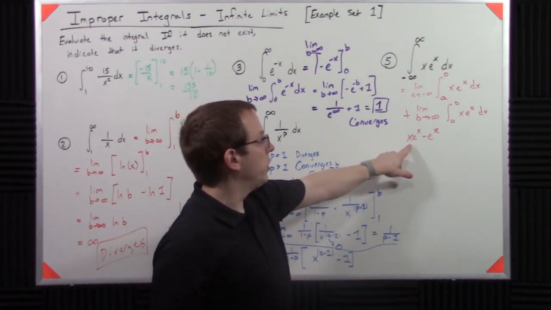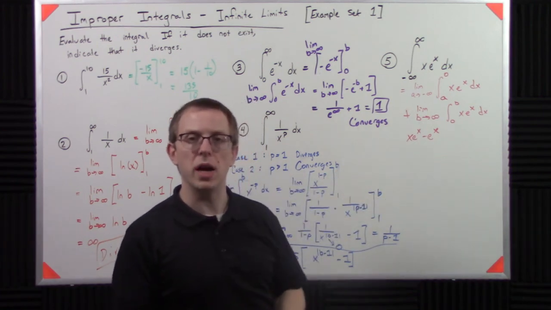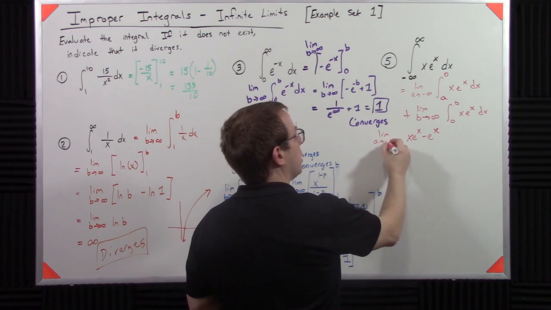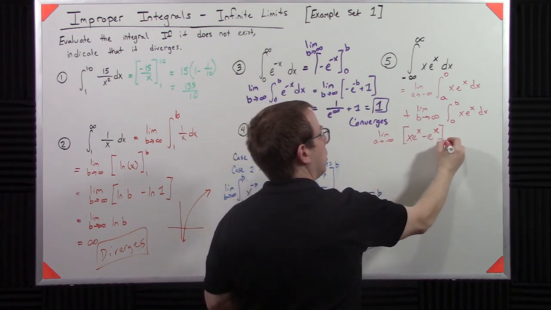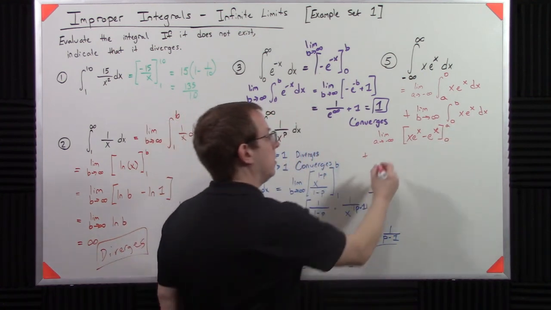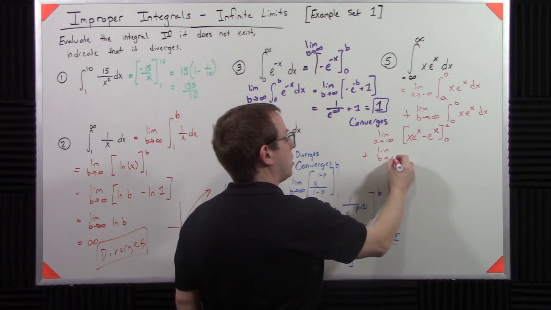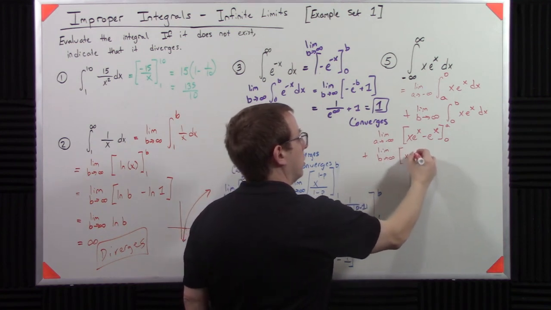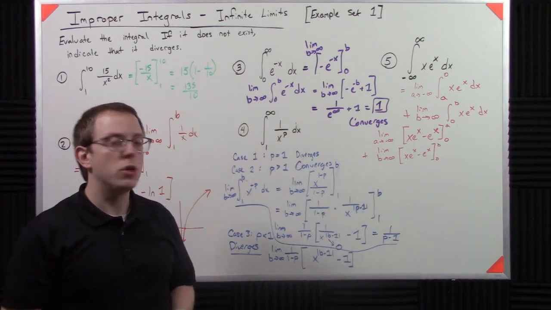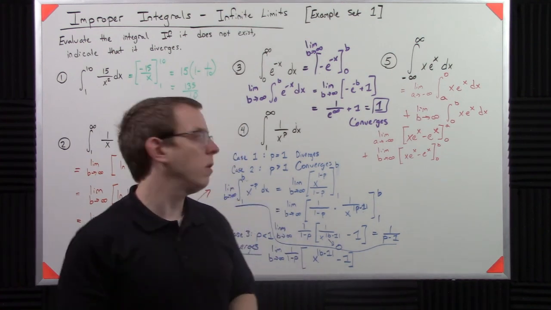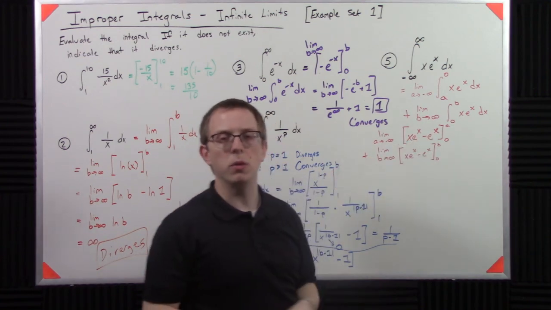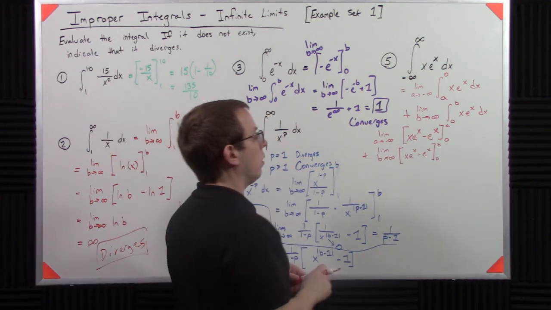And you can check this with differentiation, that this all kind of comes out. So now we have the limit as a goes to negative infinity plus the limit as b goes to positive infinity from 0 to b. What's nice about this is when I plug in 0 here, this term vanishes and that term becomes a minus 1, or a positive 1 rather.